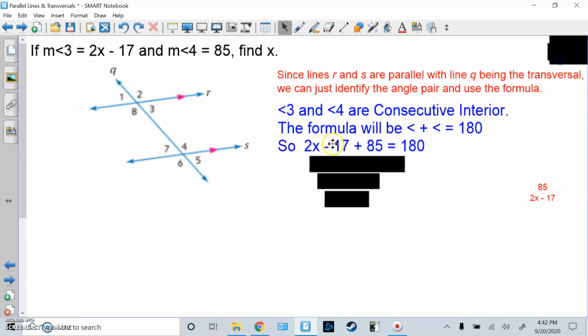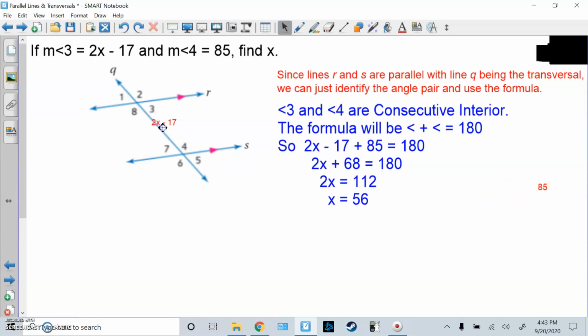So I fill it out. The first angle, 2x minus 17, plus the second angle, 85, equals 180. Combine like terms, subtract 68 from both sides, divide by 2. Good answer, x is 56. Now, what if you don't know they're consecutive interior? Is there another way? And the answer is yes.